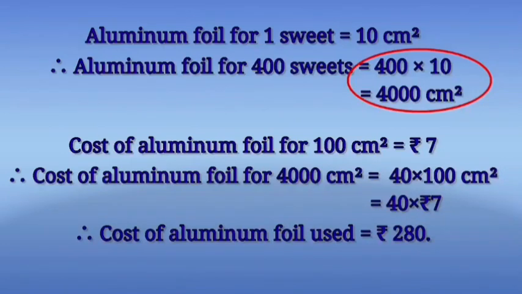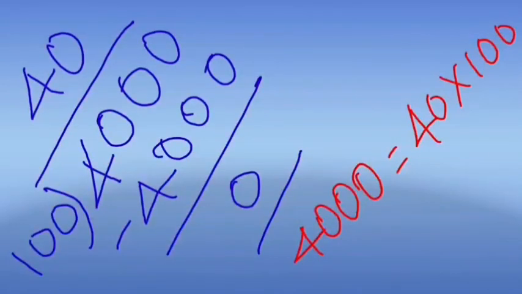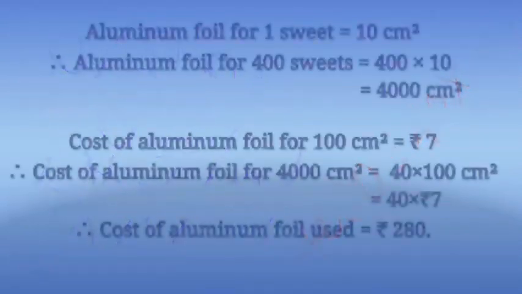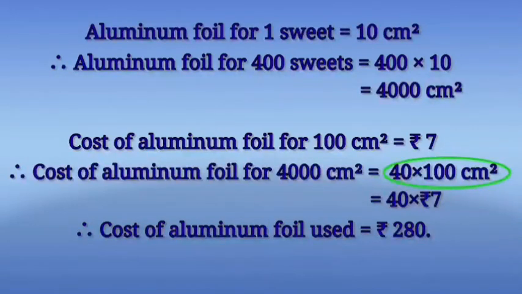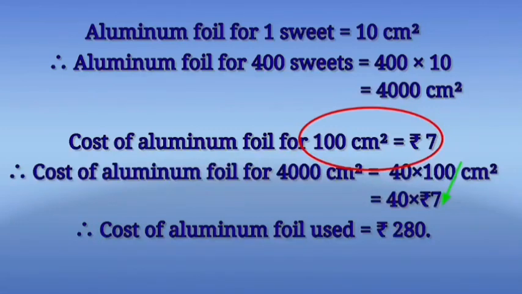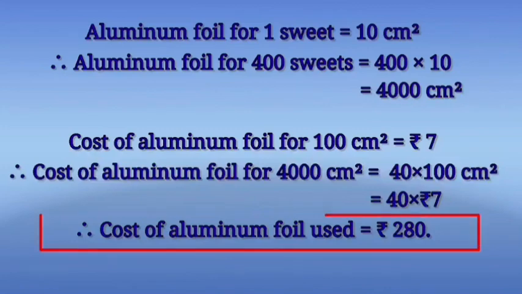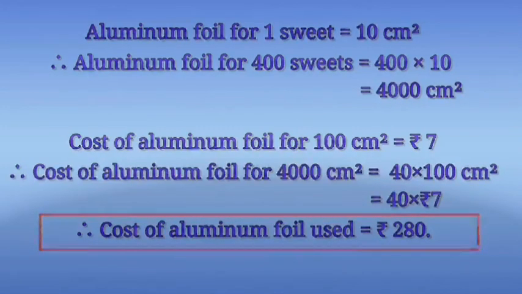For finding the cost of all such sweets at the rate of rupees 7 per 100 square centimeter, we have to divide 4000 by 100, which gives 40. Then multiply 40 with rupees 7 since the cost of 100 square centimeter is equal to rupees 7. So the cost of aluminium foil used is equal to rupees 280.